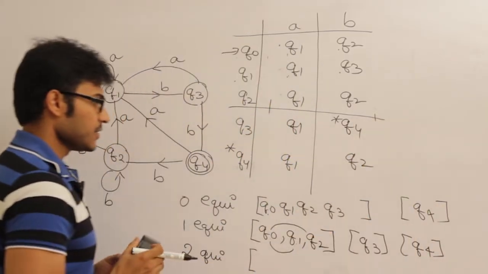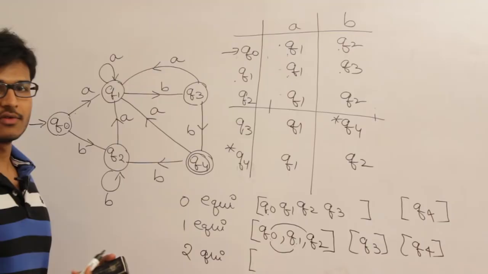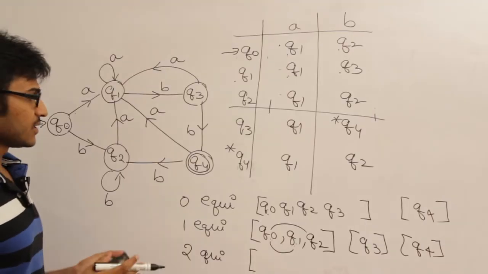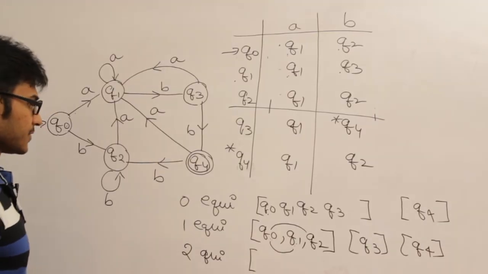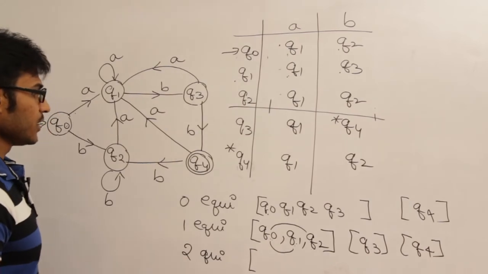This is also called the partitioning method. There is one more method called the table filling method. I am not going to discuss it because it is very difficult. This one is pretty easy, right? Let us talk about 2 equivalent.